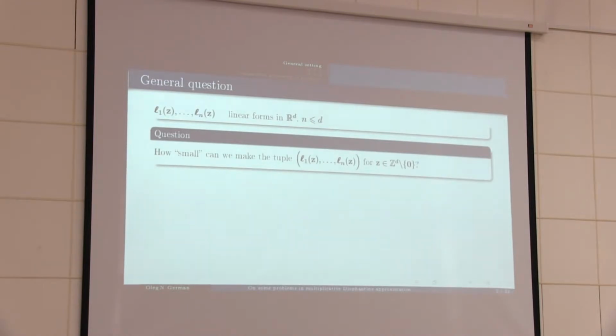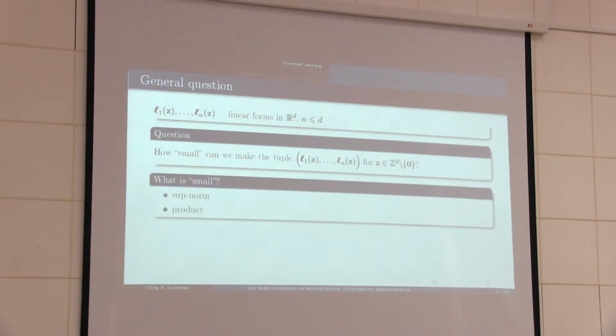The first thing to make clear is what we mean by small. How do we measure this total? There are two classical ways to evaluate this entropy. The first one is to look at the sup-norm, or any other norm or equivalent. It doesn't actually matter from a certain point of view. And the other way is to look at the product of these n quantities.